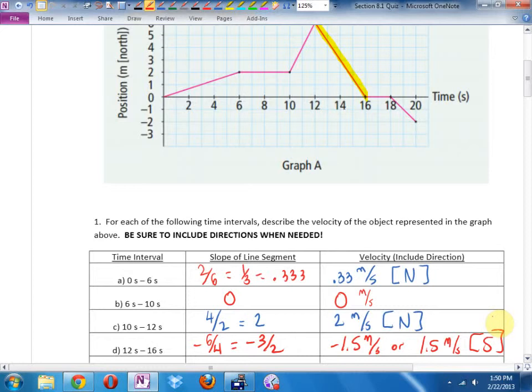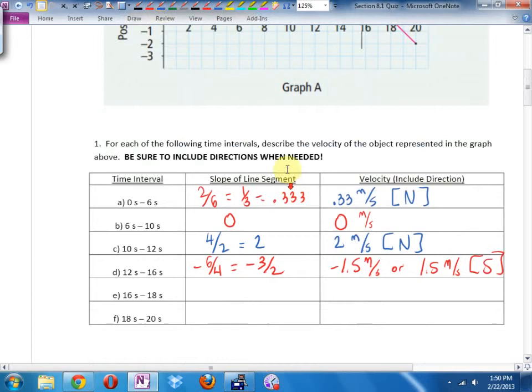Hey, Amy, what's my slope between 16 and 18? What's my slope between 16 and 18 right here? Oh, hey, what's my velocity then? Or, Dane, what's the word for that? At rest.